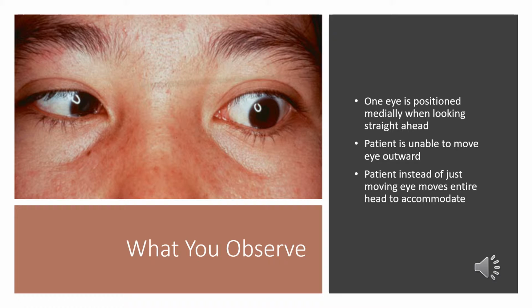After doing the quick eye exam, you notice that the patient, upon just looking at them, their eye is pulled in medially. You can see this on this picture. They have an inward gaze, which makes them seem kind of cross-eyed. And then the patient is unable to move the eye outwardly, especially when you take the pen light and go outwardly. And instead, they decide to accommodate that by moving their head instead, so they can't just move their eye.